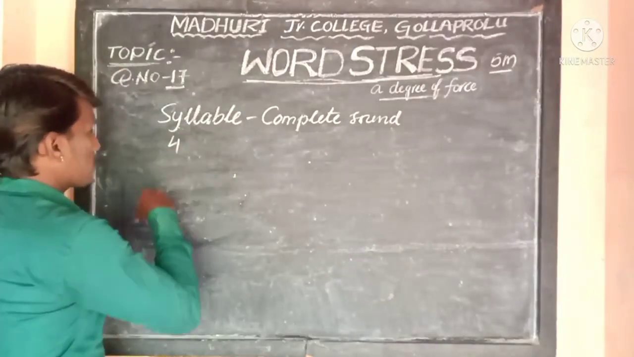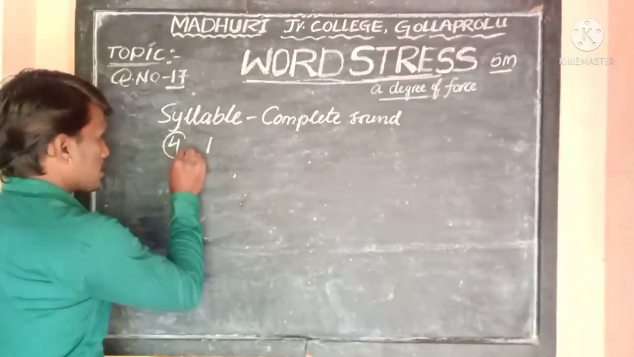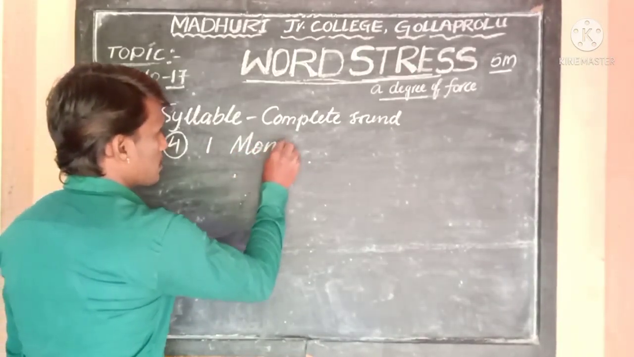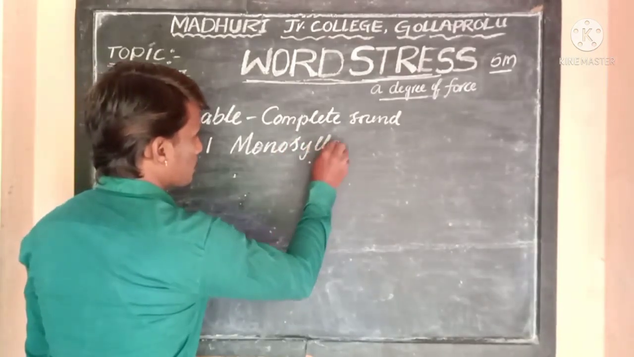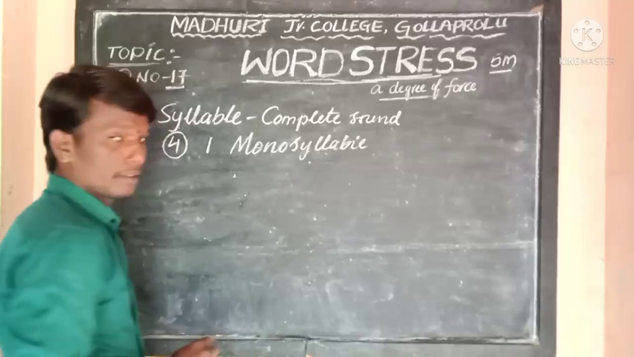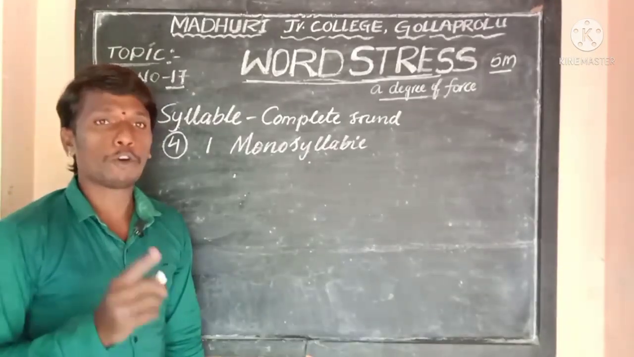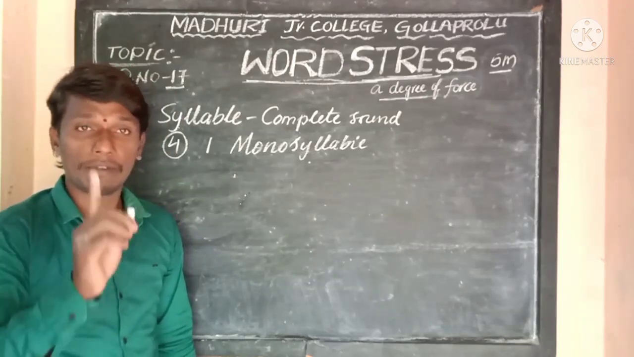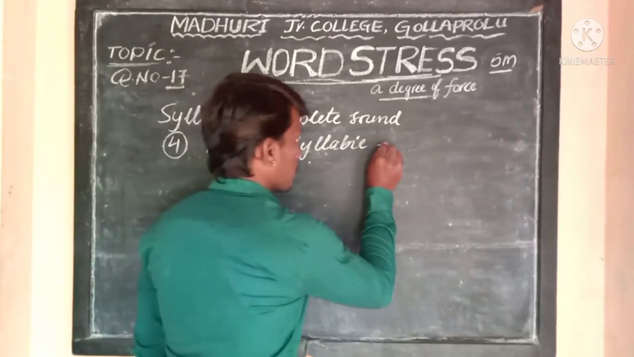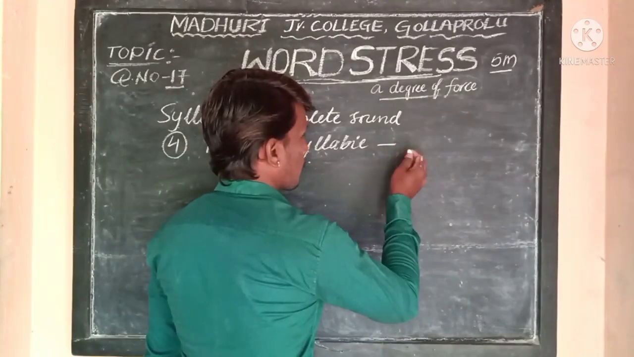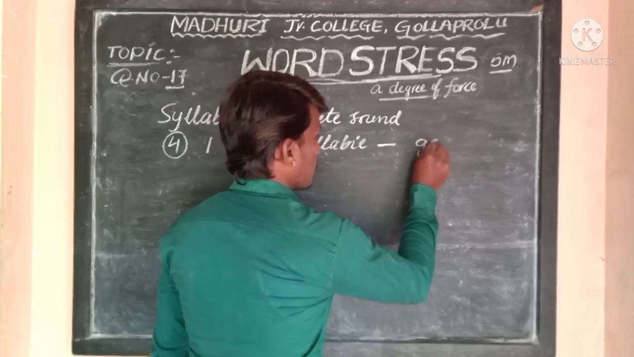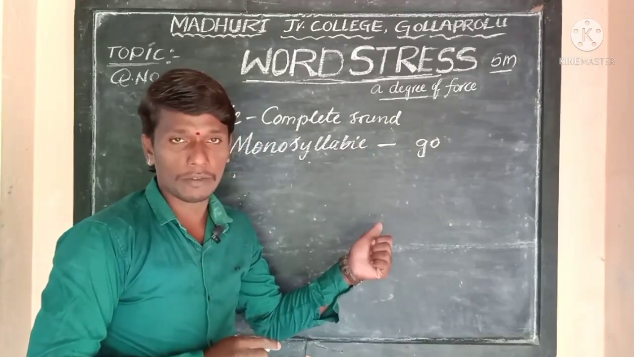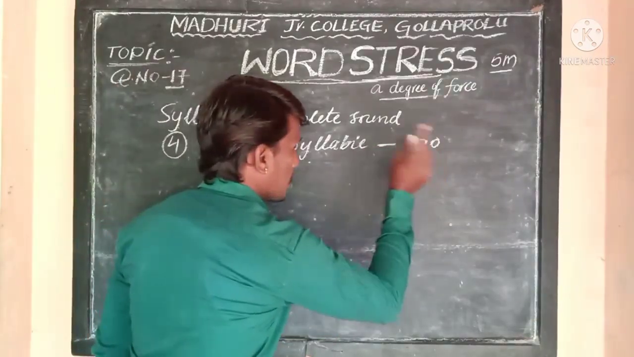Actually, there are four kinds of syllables altogether. The first is the monosyllabic word. What is a monosyllabic word? A monosyllabic word is a word which has one syllable. For example, see the word go. The word go is a monosyllabic word. It has only one syllable.